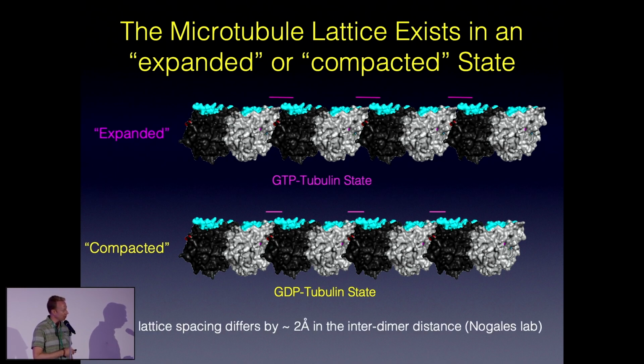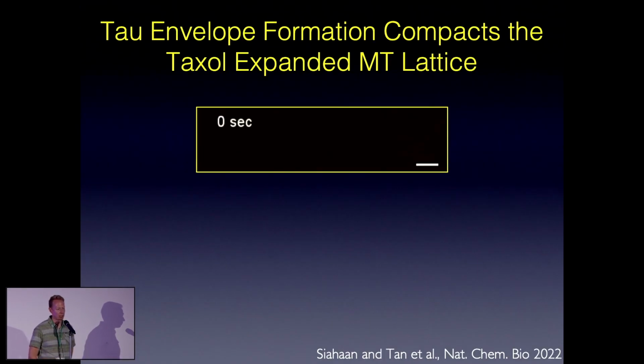And one of the things we noticed is, well, first of all, there's structural biology from other labs that has shown that the spacing changes by a very small amount. It's only about 2 angstrom, which is very, very small at the molecular scale. But nonetheless, one of the things we've noticed during our studies is that these tau proteins actually can induce a change in the lattice structure of the microtubule.